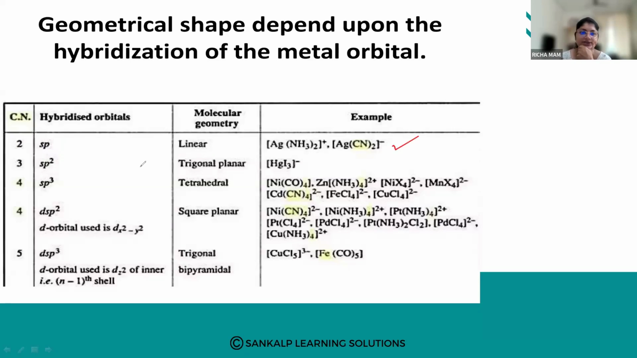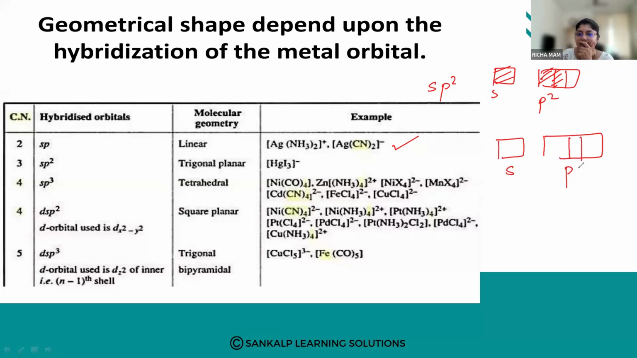So these are the complexes. Then if you have coordination number 3, the hybrid orbitals used will be sp2. sp2 means 1 s orbital and 2 p orbitals. If the coordination number is 4, it is going to use s and p3. So 1, 2, 3, and 4, four hybrid orbitals, and it is sp3 hybridized.